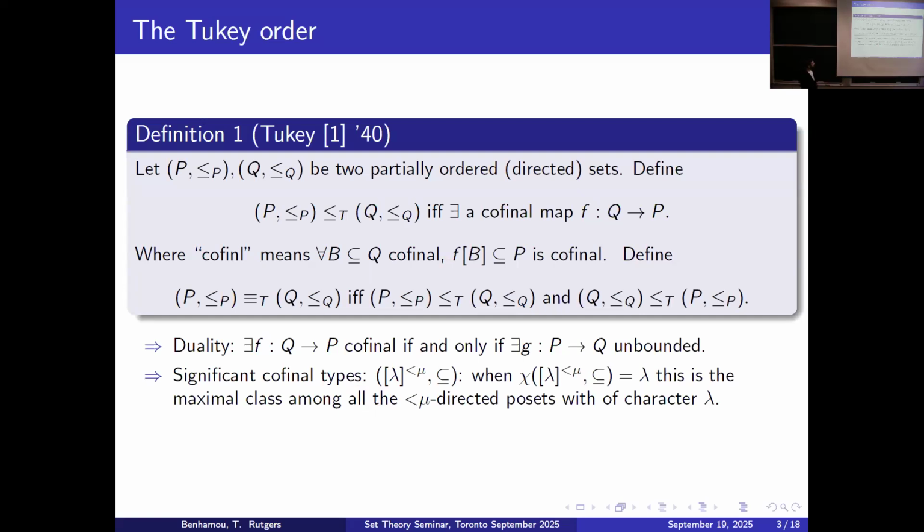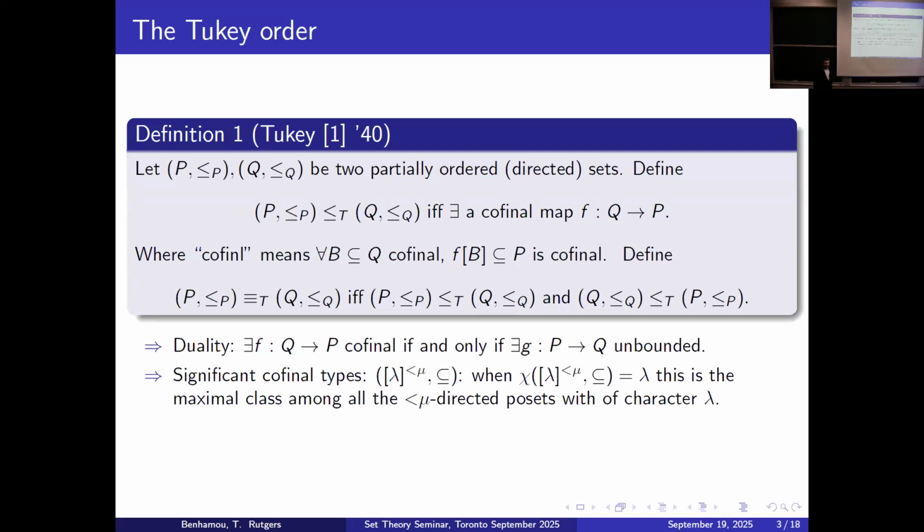The reason they are important is because in most situations, for example, if the character of this poset is lambda, so we can think about the situation that mu equals omega, or if lambda is a regular cardinal, then mu equals lambda. In both these situations, you get this equality. Then this is the maximal Tukey class among all less-than-mu directed posets of character lambda.